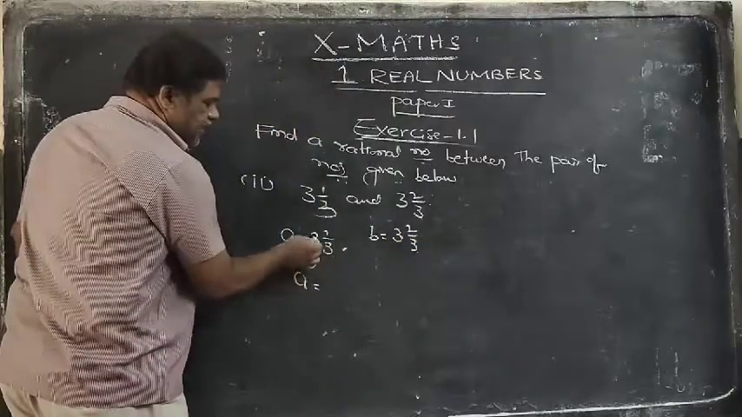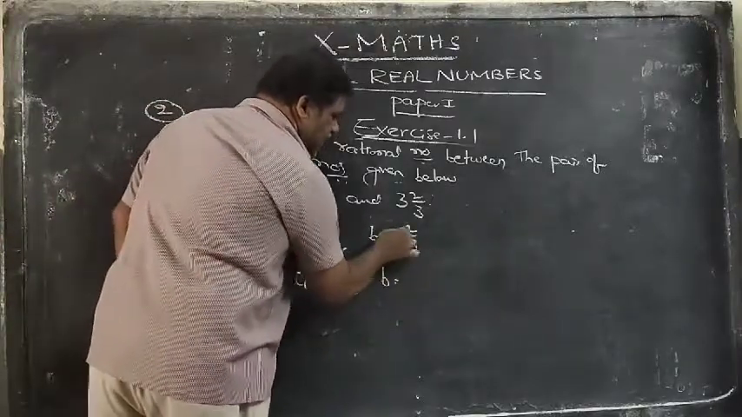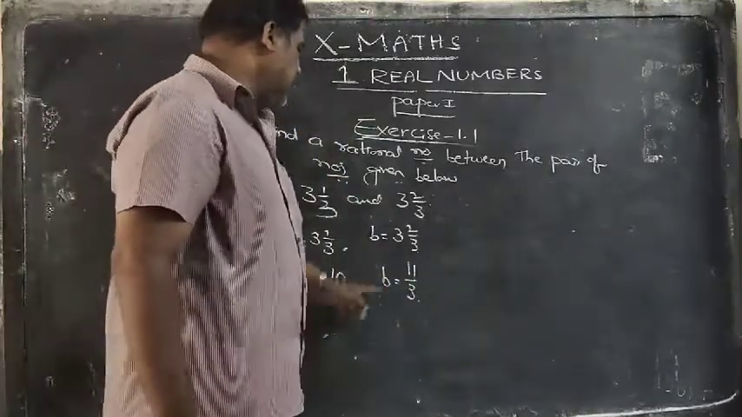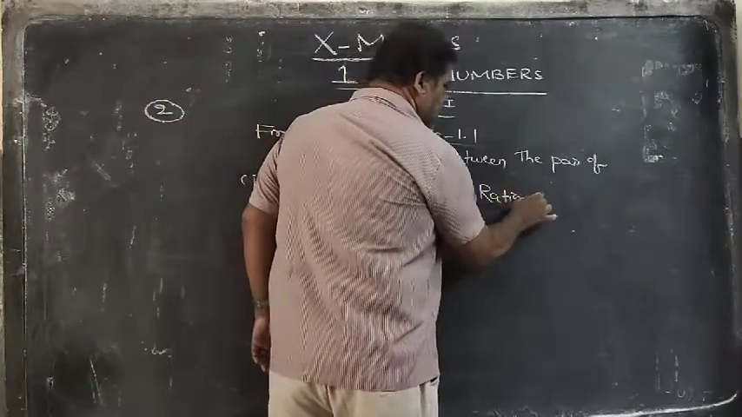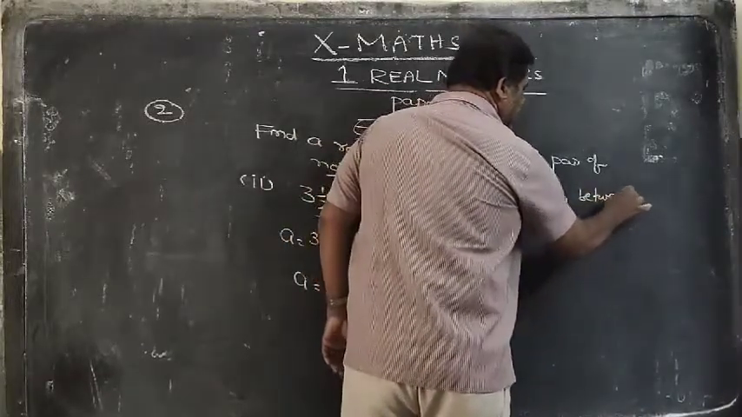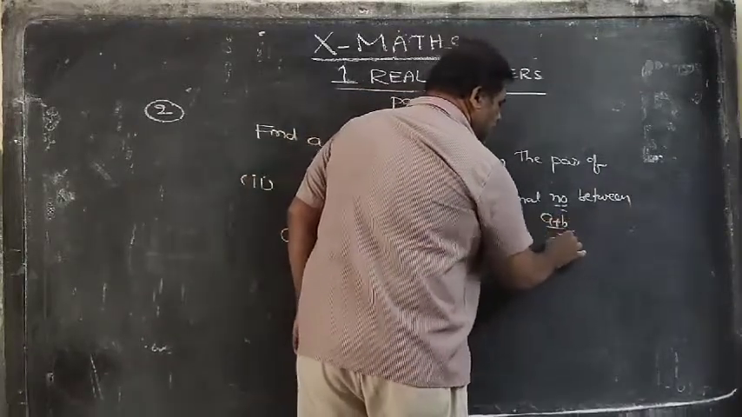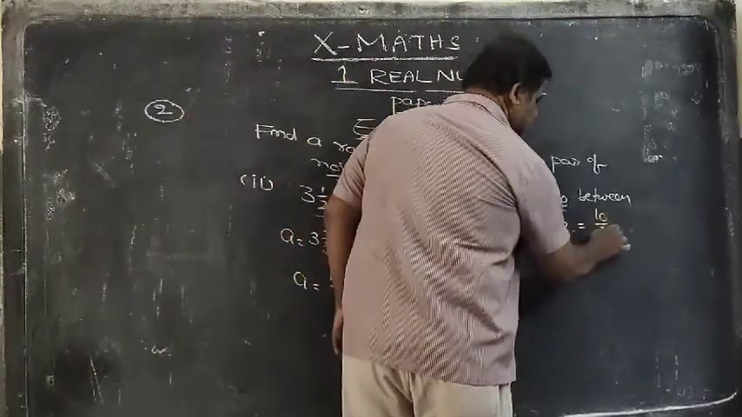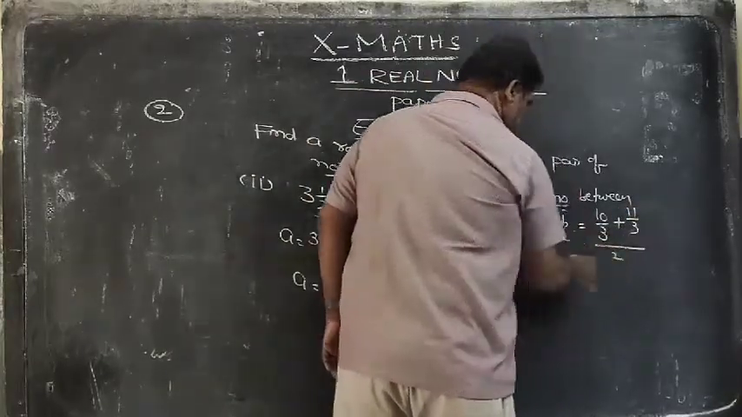3 1/3 means 3 3s are 9 plus 1, it is 10/3. 3 3s are 9 plus 2, it is 11/3. So the two numbers are 10/3 and 11/3. Now the rational number between A and B is given by the formula (A plus B) by 2. So here A value is 10/3, B value is 11/3, by 2.